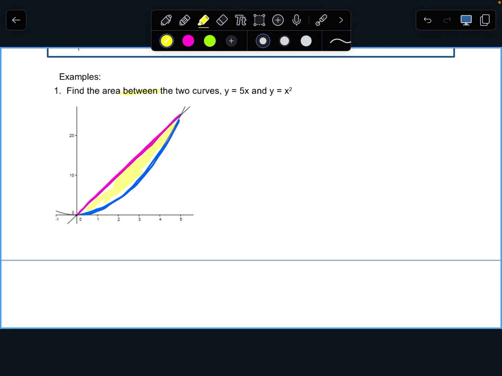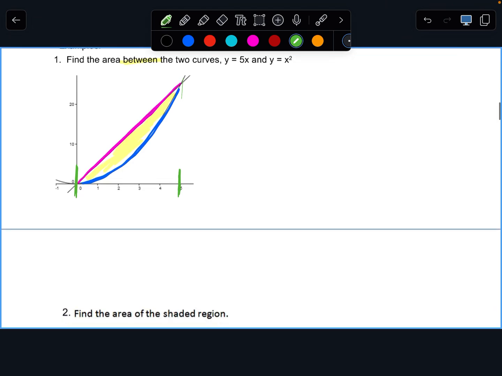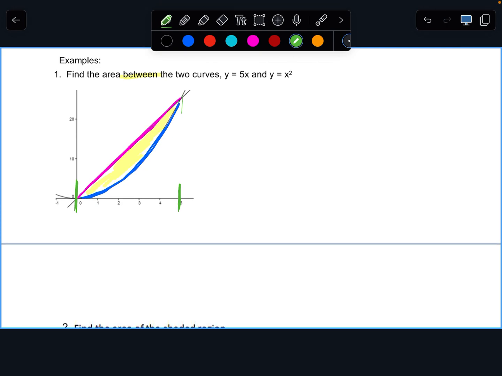I see that it goes from 0 to a mystery thing, maybe. Hopefully it's 5. We'll see. How do you know for sure? Just figure out their intersection.